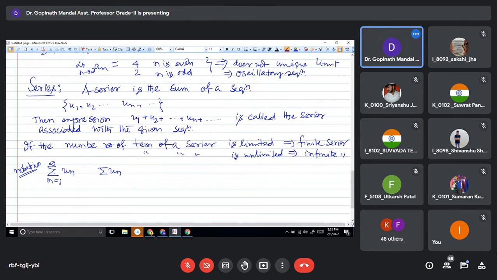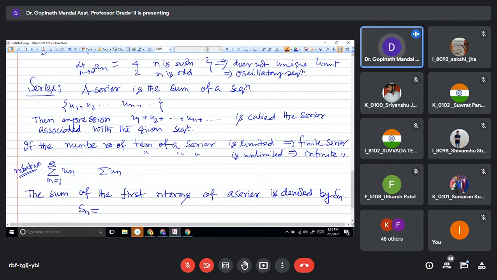The sum of the first n terms of a series is denoted by Sn. So what is Sn? Sn is equal to u1 + u2 + ... + un. The sum of the first n terms of a series is denoted by Sn.